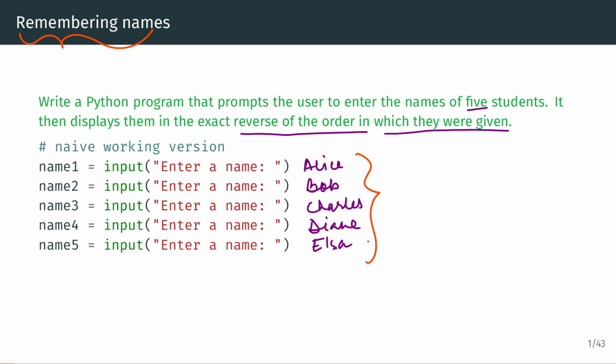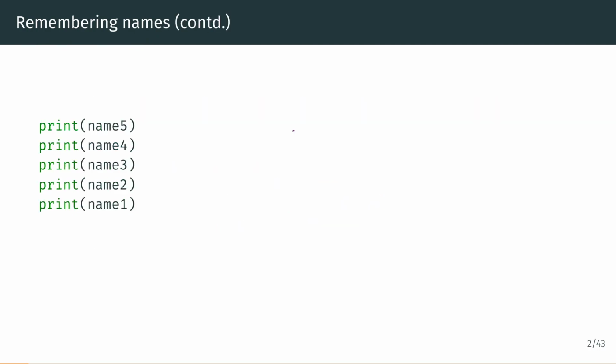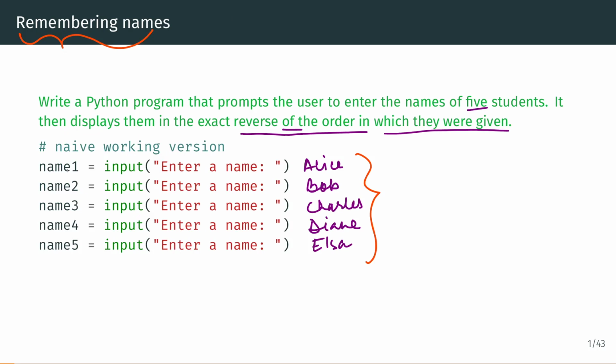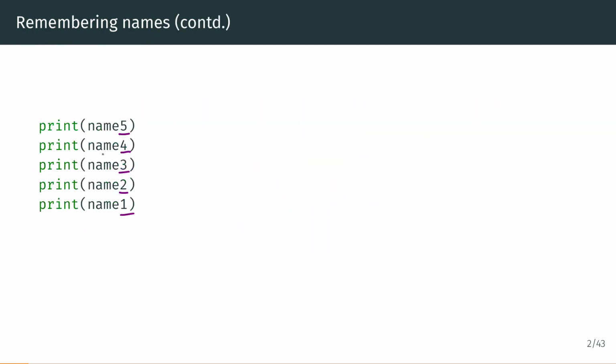Now, how do we print them in the reverse order? All we do is print name 5, name 4, name 3, name 2, and name 1. When they were entered by the user, the order was name 1, 2, 3, 4, 5, and when we print, we just reverse this order. We start from the bottom up. Some of you might already see the problem with this approach.